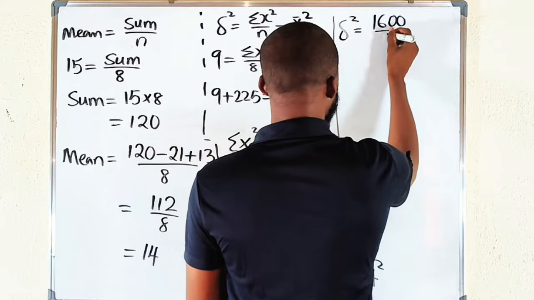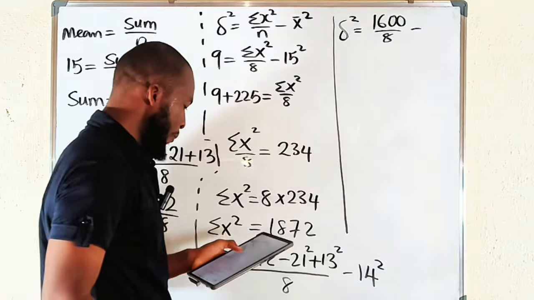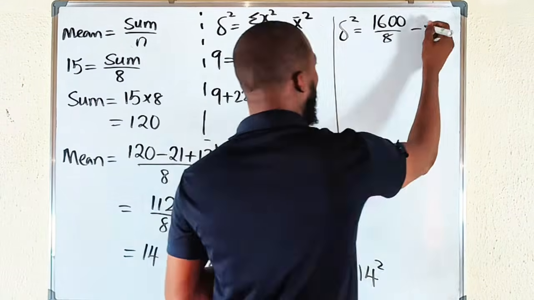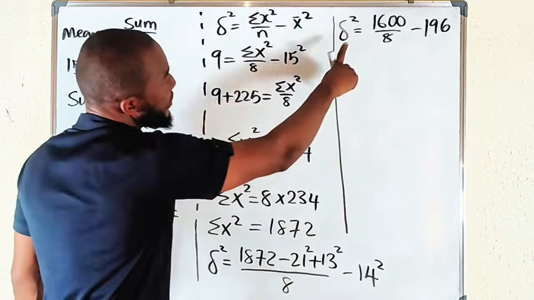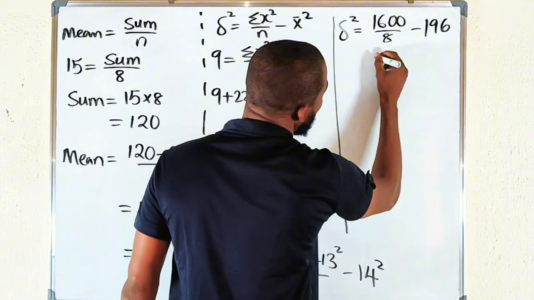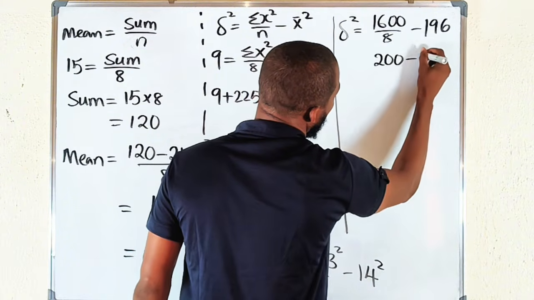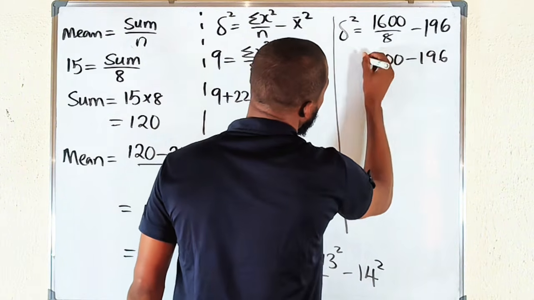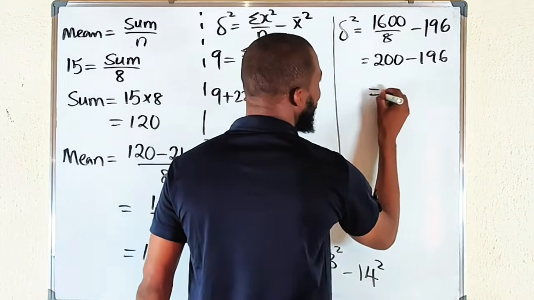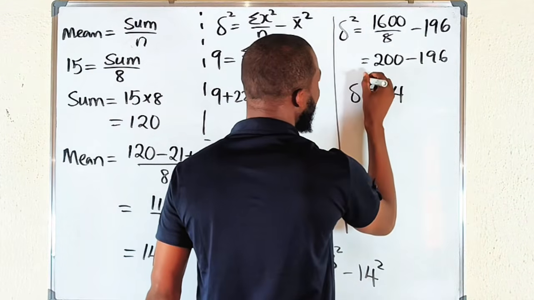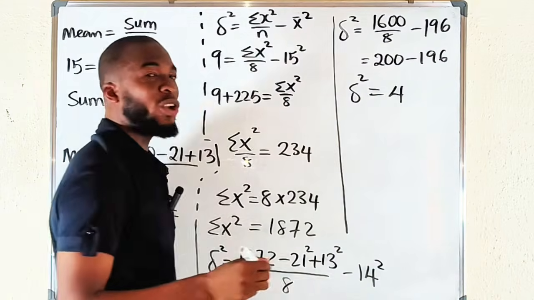Divide by 8, then minus 14 squared, which is 196, sorry. 1,600 divided by 8 is 200, so this is 200 minus 196. Wow, this is just 4, right? So this is equal to 4. So the actual variance is 4, not 9.